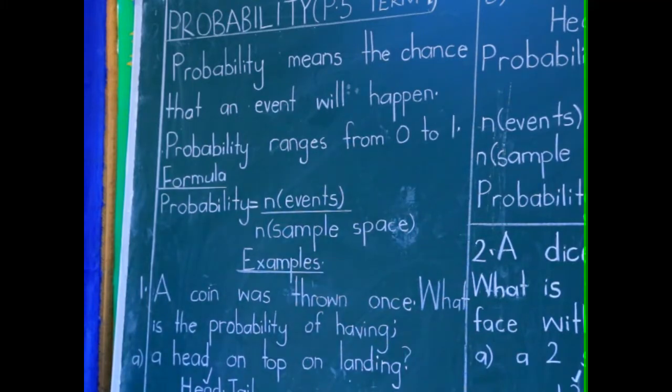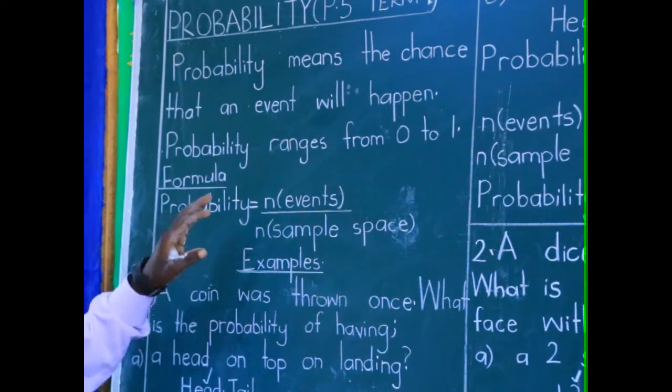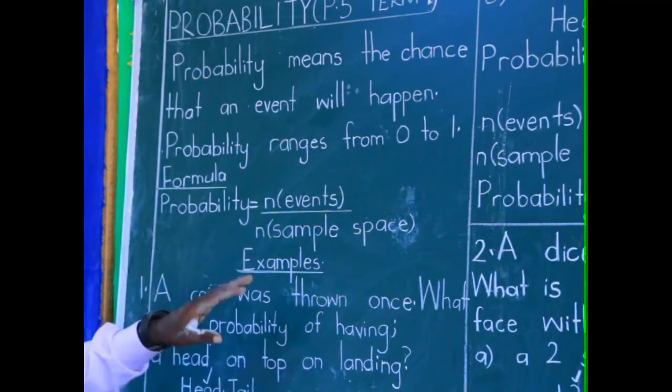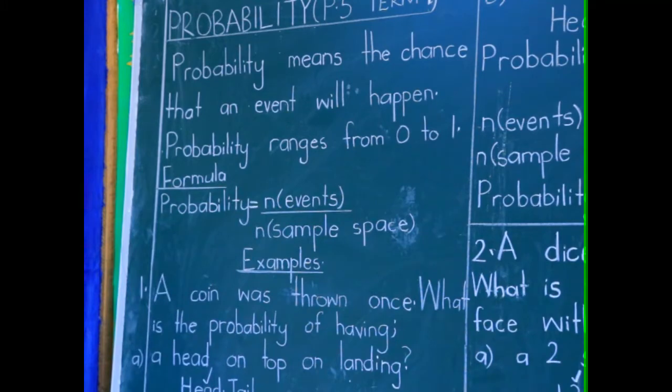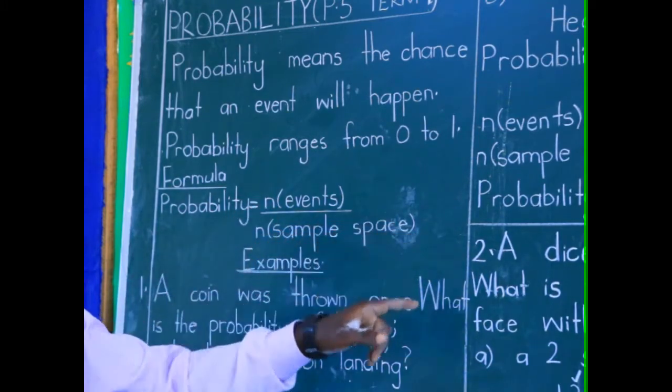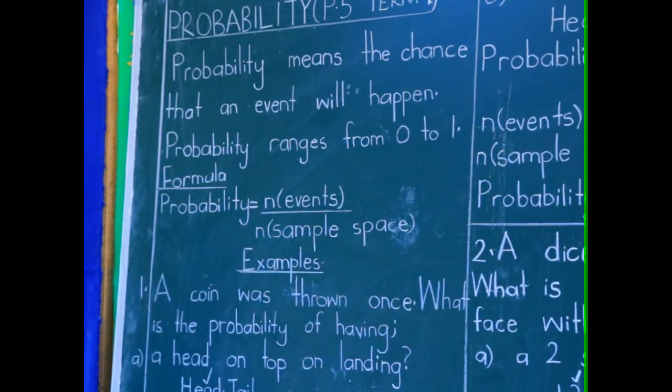Although you find many other formulae, like probability is equal to desired chances out of number of sample space, or desired chances out of total chance, or number of expected outcomes out of sample space. All those are formulae related to probability, but teacher Katimbo has preferred using number of events out of number of sample space. It sounds very precise.